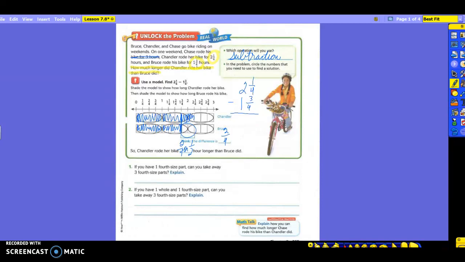Number one, if you have 1/4 size part, can you take away 3/4 size parts? We kind of already talked about that. So if you have 1/4 size part, can I take away 3/4 size parts? So basically what it's asking is this. If I have this right here, is it possible? No. Okay, could someone tell me why it's not possible?